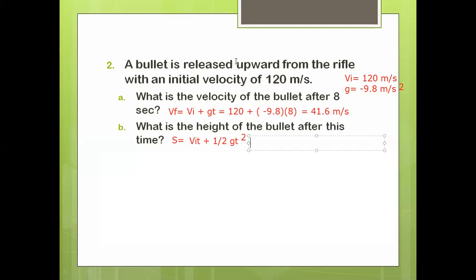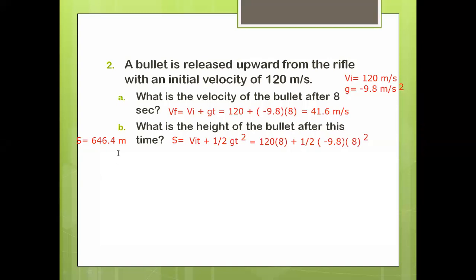So what will be our expression here? So our next answer for letter B is 646.4 meters. So this one will not become so high now because it is slowing down. So the body will come to a stop eventually after some time. But I think after 8 seconds, the body has not yet reached the maximum height. So this is not yet the maximum height.